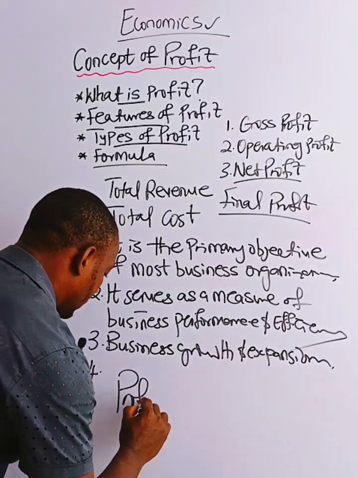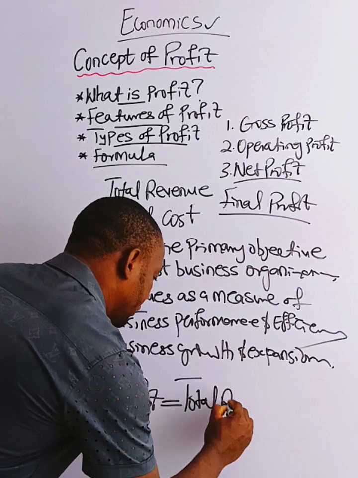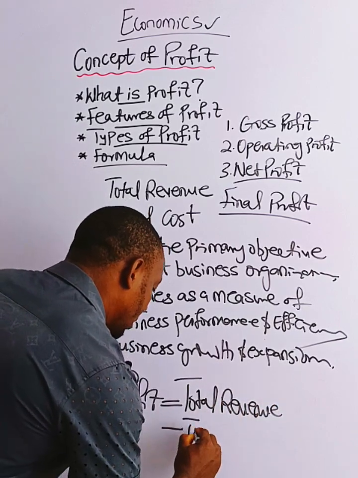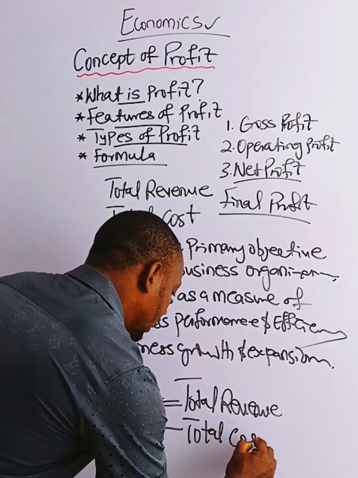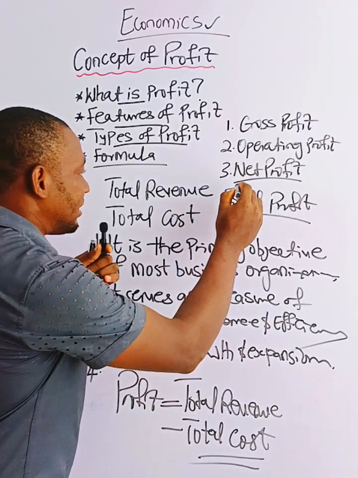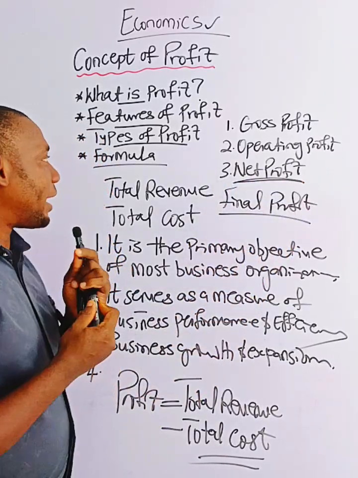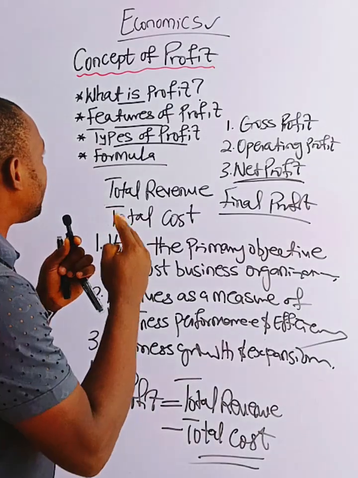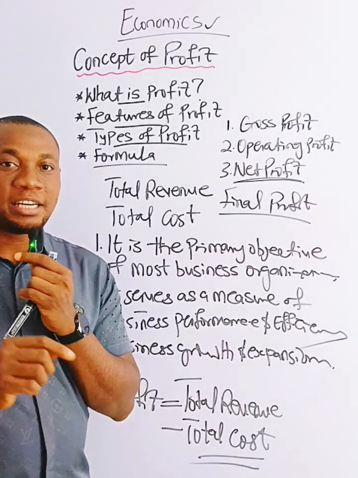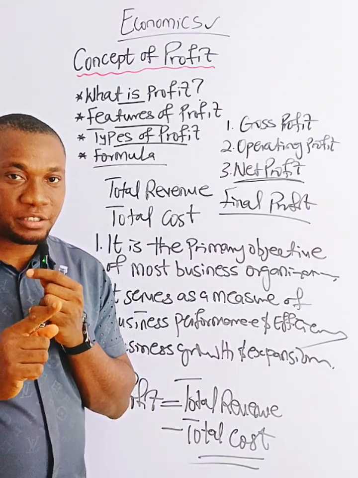Profit equals total revenue minus total costs. And the profit we are talking about is the final profit, which is the net profit. All right, we have been able to define profit, features of profit, types of profit, formula for profit. Now, with this class, you can be able to decipher if your business is making profit or not.